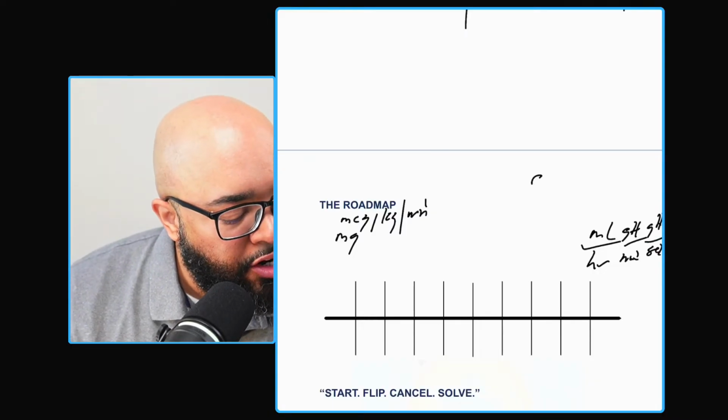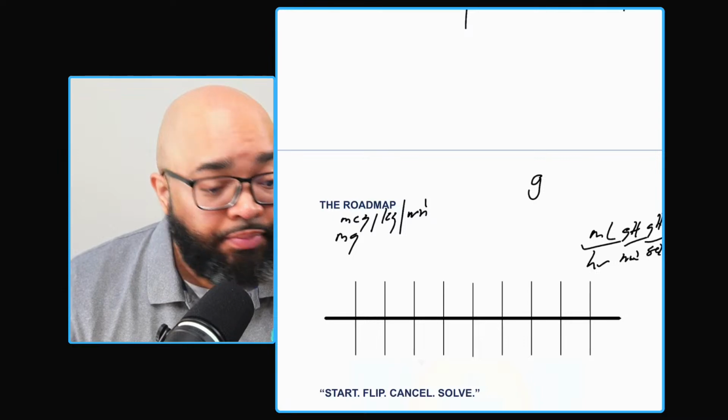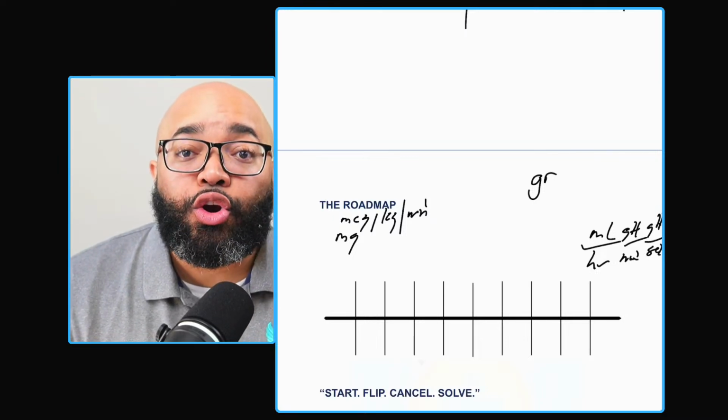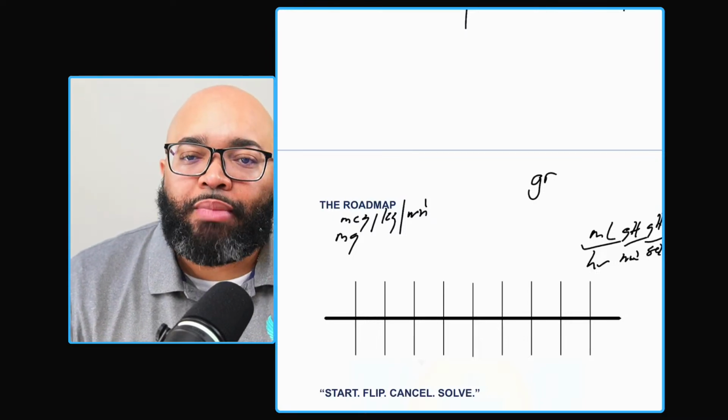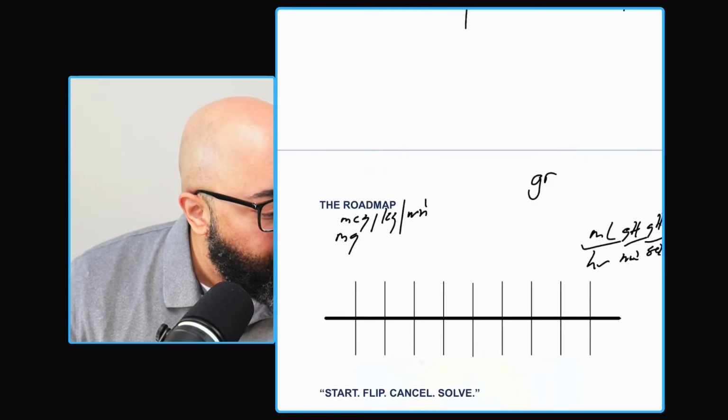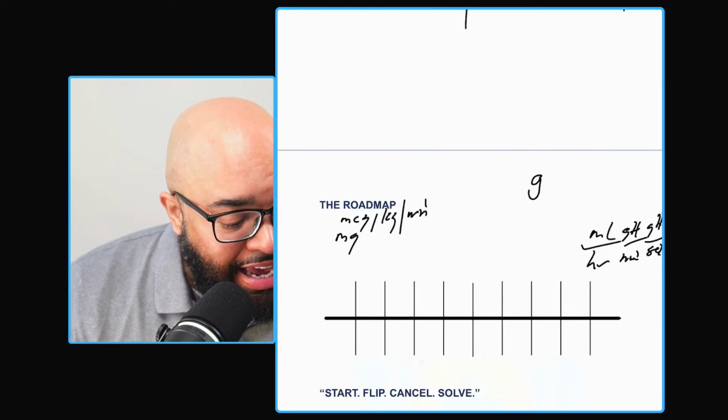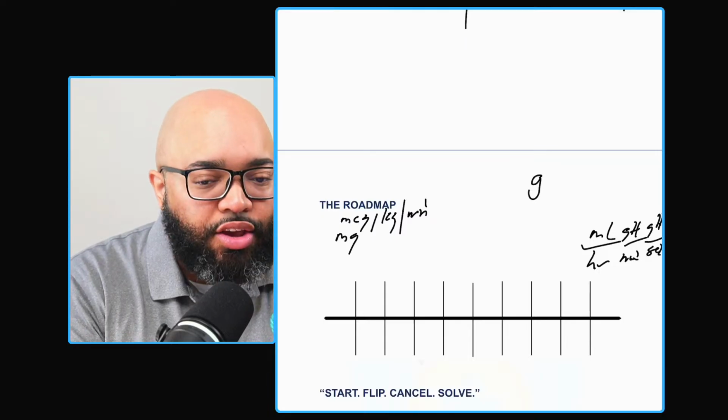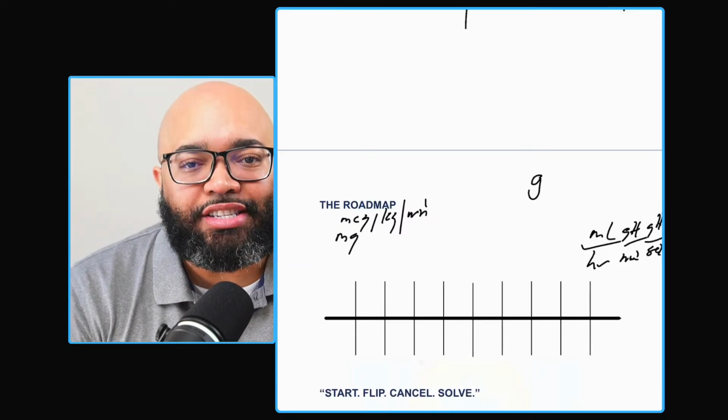For instance, gram is a lowercase g, but GR is for grain. Okay, so that's if we're measuring solids, for instance. Make sure that you don't mix up grain and grams. Now, I think you get the idea, but here's this whole concept.